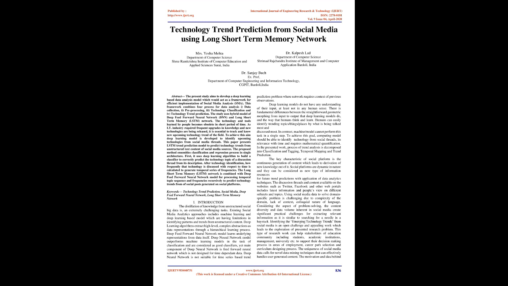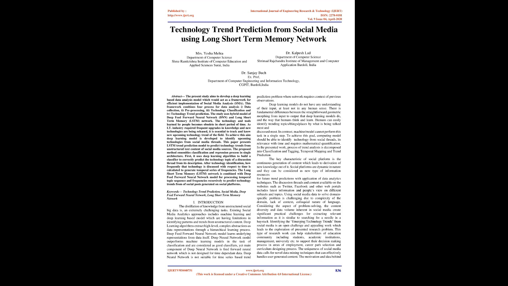Deep learning algorithms extract high-level, complex abstractions as data representations through a hierarchical learning process. Deep feed-forward neural network models learn underlying representations from data itself. Deep neural network models outperform machine learning models in the task of classification and are considered good classifiers, yet the main component of a deep neural network is the feed-forward neural network, which is not designed for time-dependent data. Deep neural networks are not suitable for time series-based trend prediction problems where the network requires the context of previous observations.